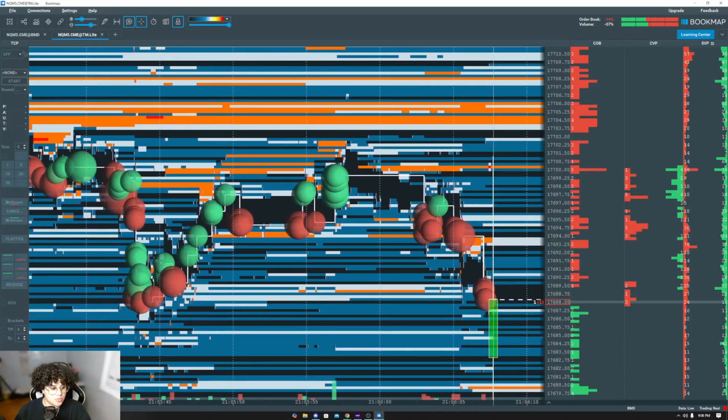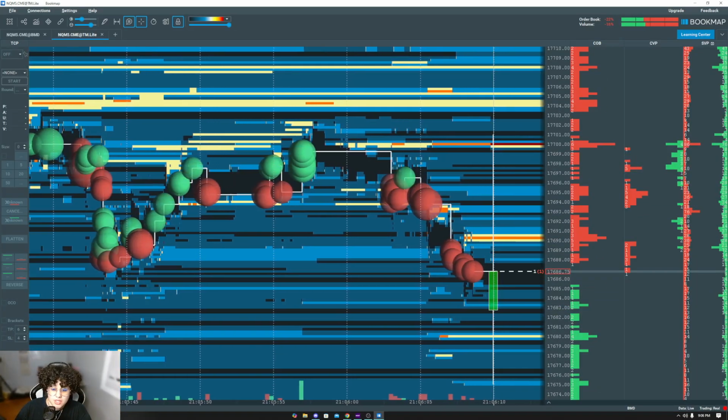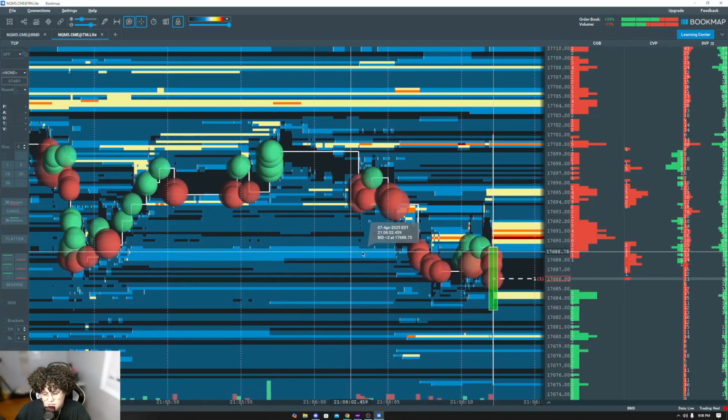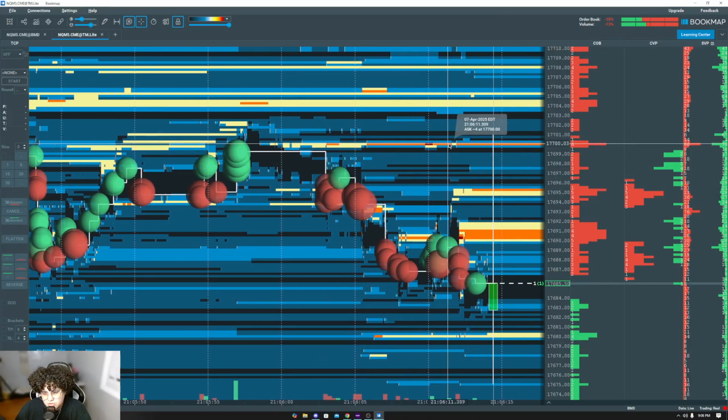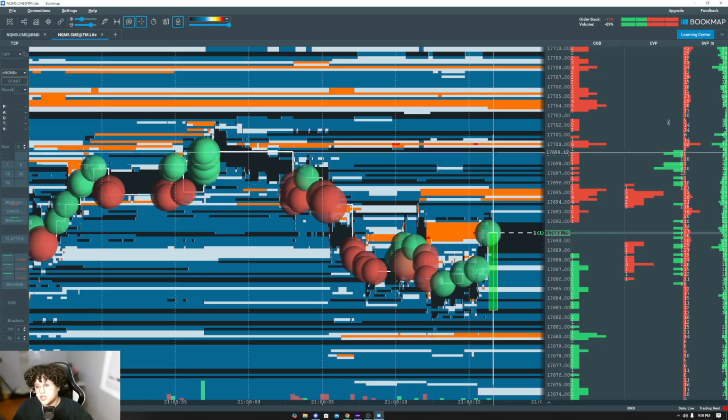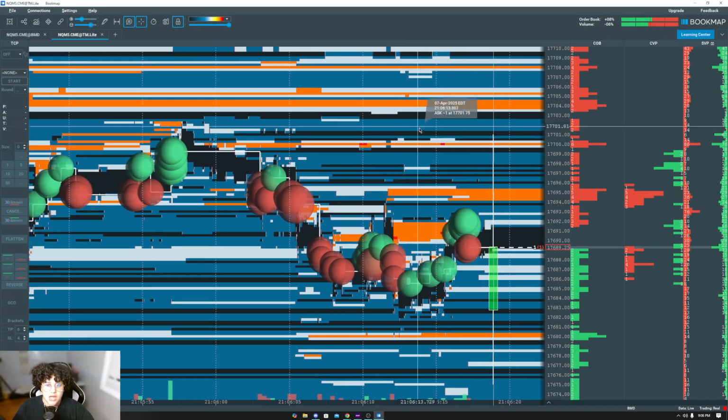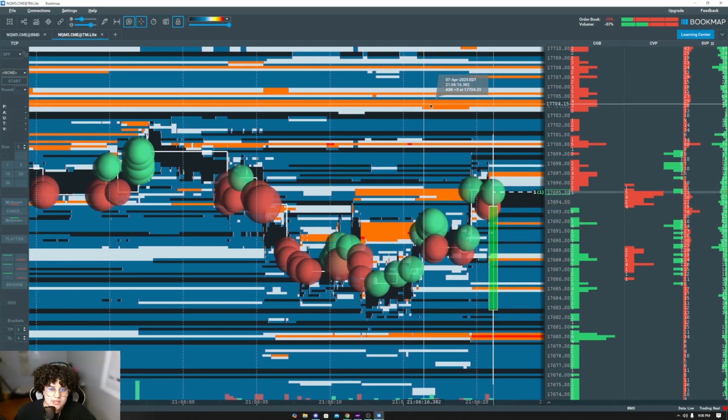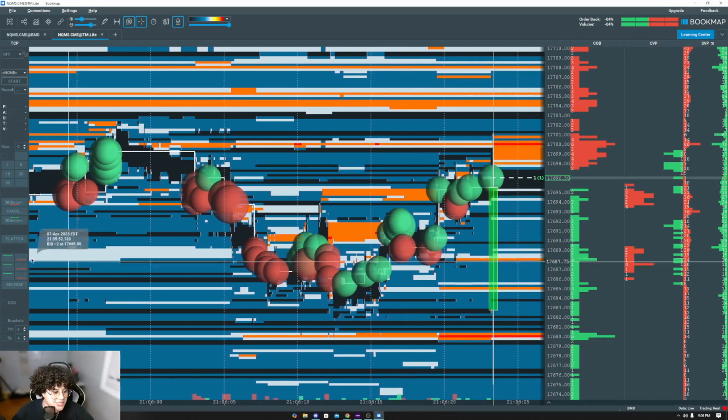But anyways, I hope you guys learned something from this. Bookmap definitely looks a bit complicated, but it's very simple. As you can see, I'm not looking at all of these things over here. I'm just looking to see where there is liquidity, aggressive orders.